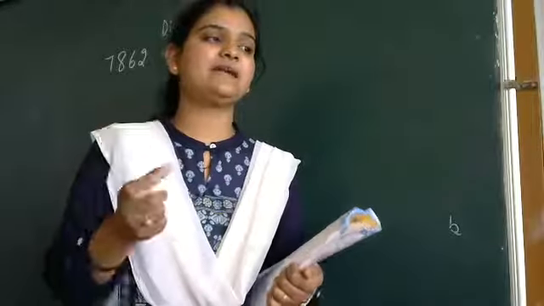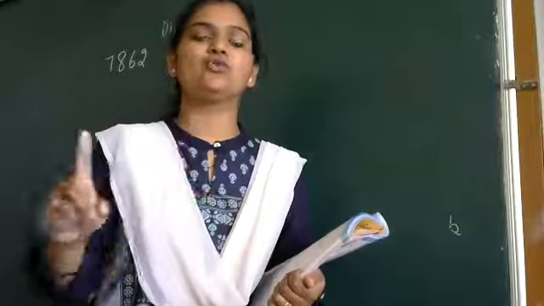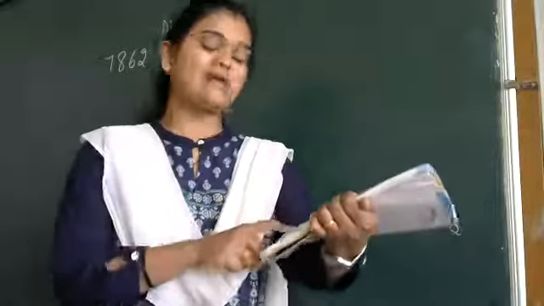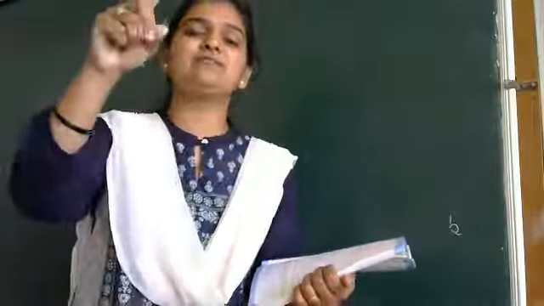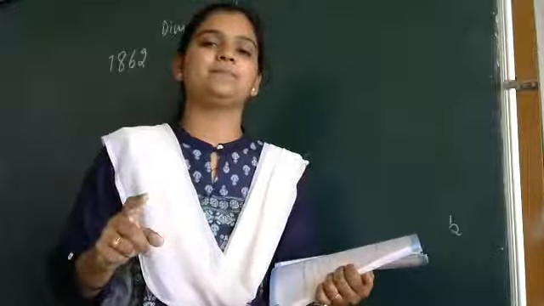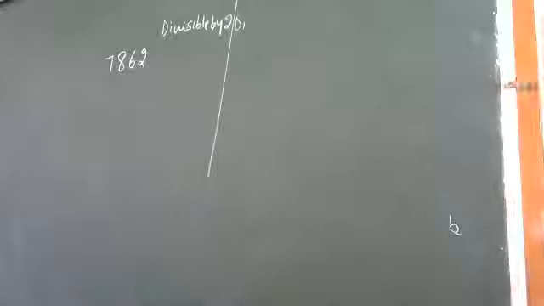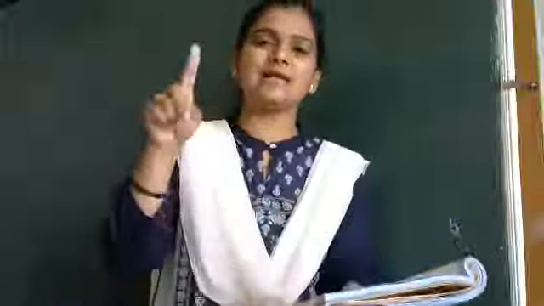Yes or no? Because for divisibility by 2, it should be either 0, 2, 4, 6, 8. For divisible by 5, it should be either 5 or 0. So for divisible by 5 also you can put a tick mark. What about divisible by 10? Yes, it is also divisible. Okay, I hope you all can solve that. A small table which will take hardly 5 minutes.